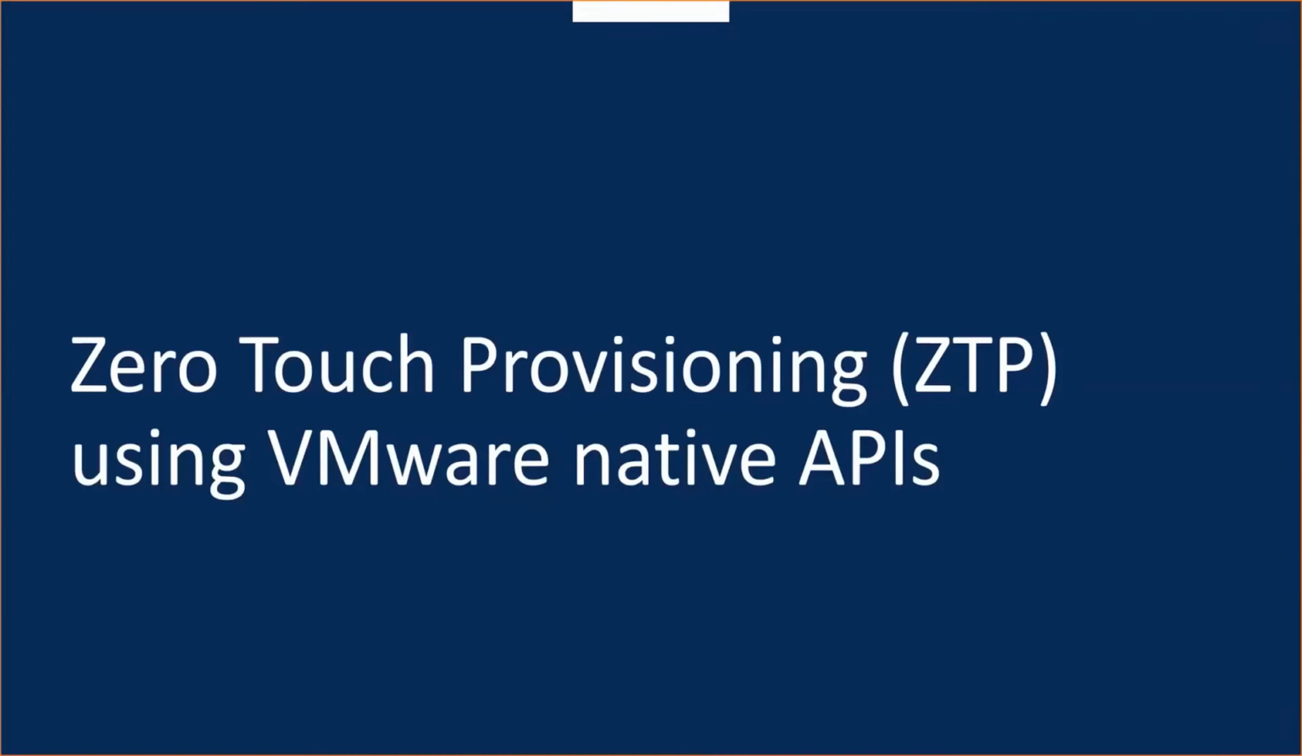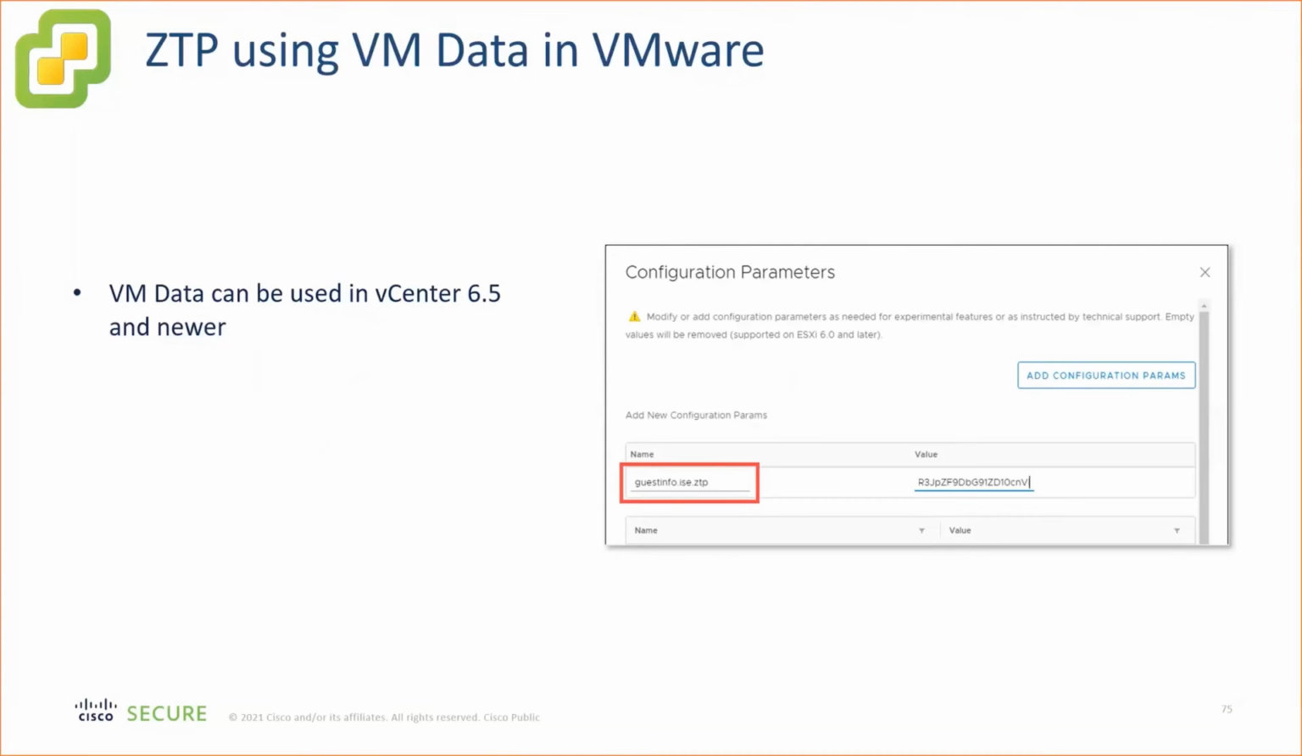Now we're going to talk about the ZTP for VMware native APIs. These are the APIs that VMware has exposed to be able to be used, and it's called VM data. So if you're looking for that, you're looking for VM data. This can be used in vCenter 6.5 and newer, so that we can leverage the ZTP option for those that get the error that we showed on the other screen for the image file does not exist. You can use the VM data.